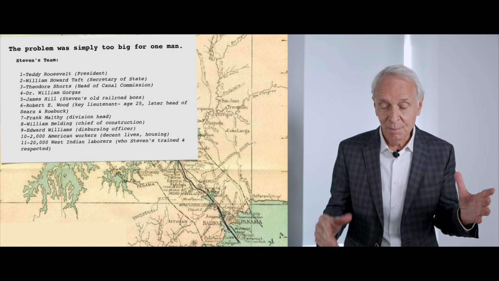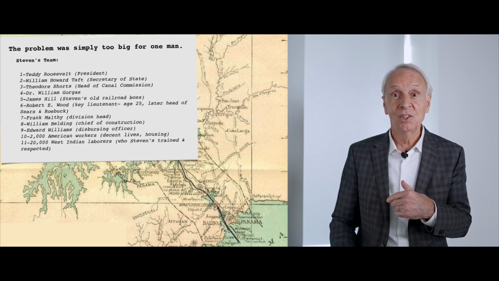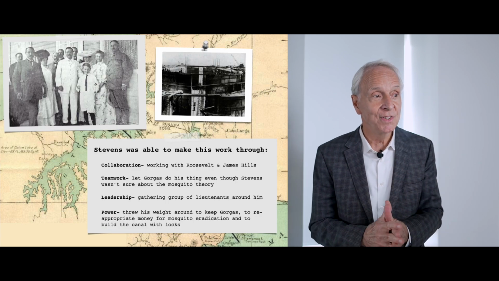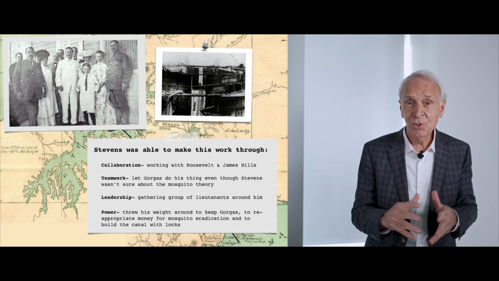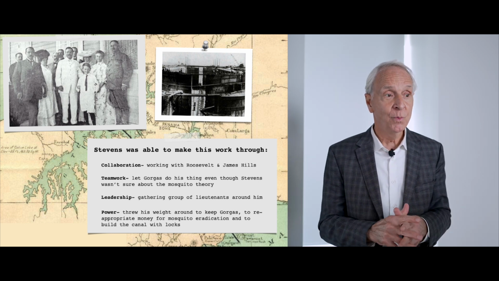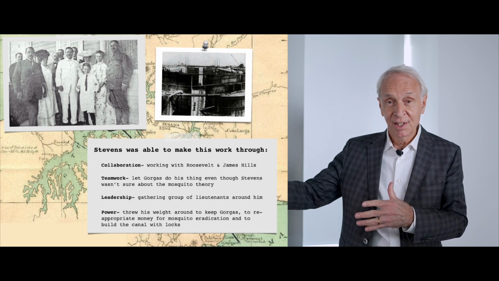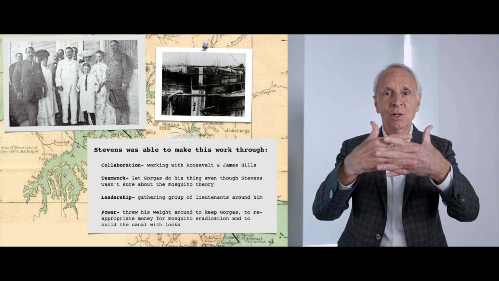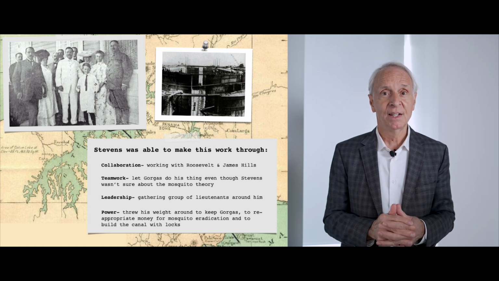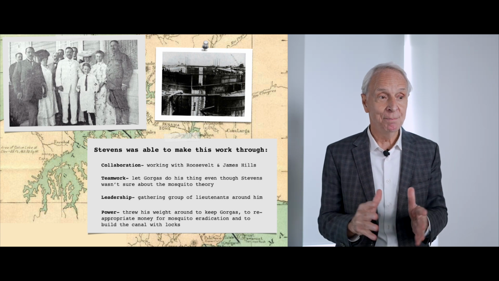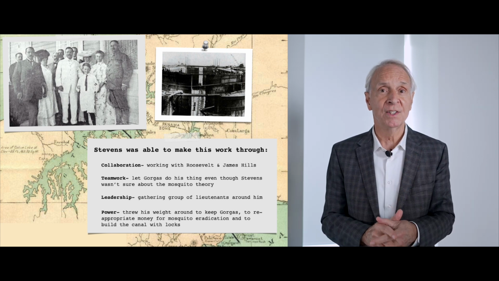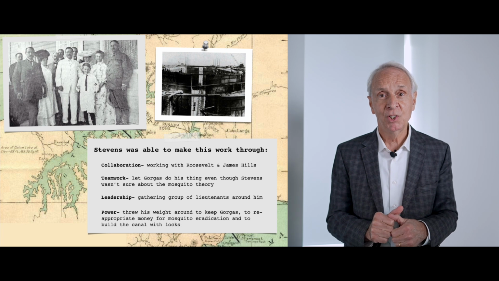So this was the team. Everybody had their distinct job to do, and they were allowed to do it on Stevens' team. So he's using these various techniques. He's using collaboration. And when he's working with Roosevelt and James Hills, his former boss, he's working as equals with them. And they're working together on a problem, and they're discussing it, and they're collaborating. And then he's working as a team member and letting all of these people do their job without interference and just trying to support them in doing their job.